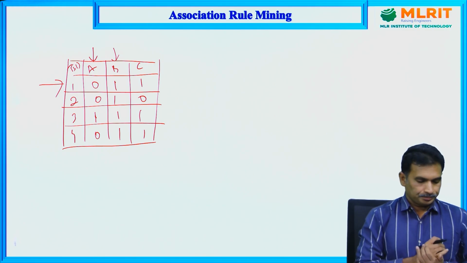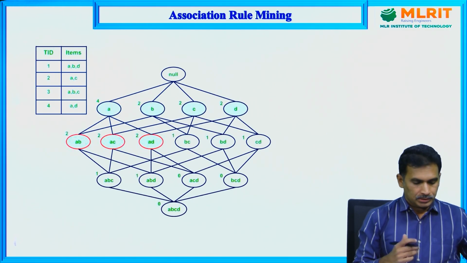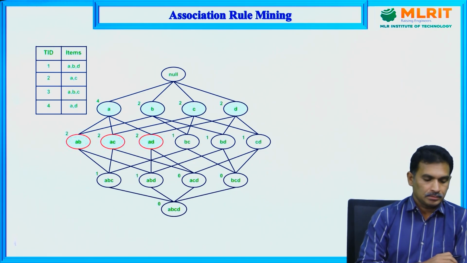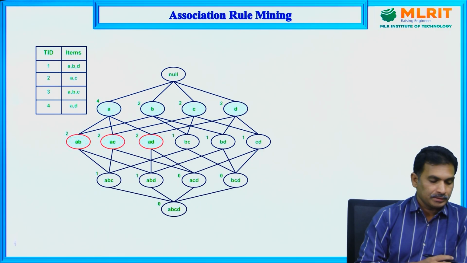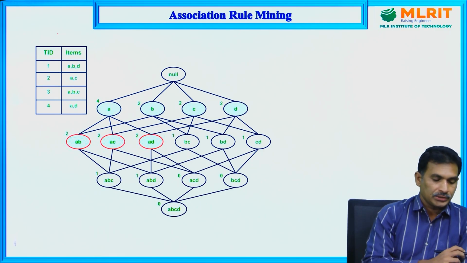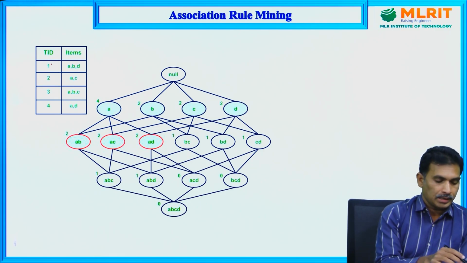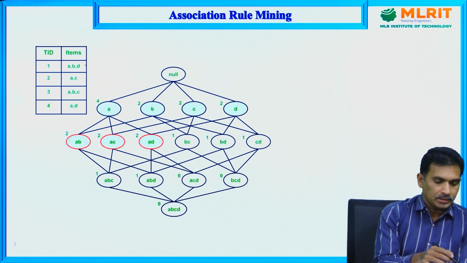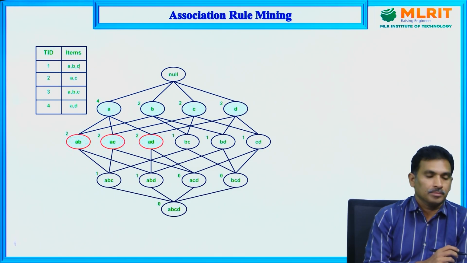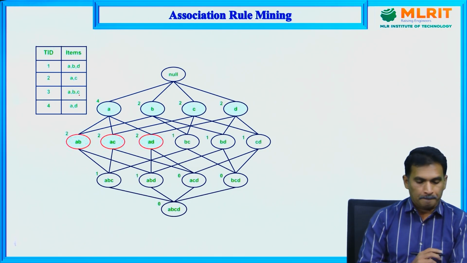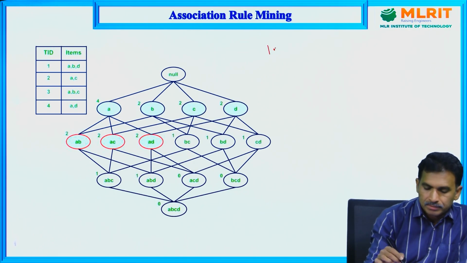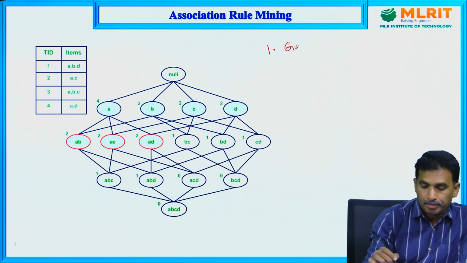Now let us take one simple example. This is an example which I obtained from the internet. This is a transactional database, with transaction IDs, each a transaction done by a customer. Each transaction has items like A, B, D, AC, ABC, AD. In frequent association rule mining, the first step is generating the frequent item sets.